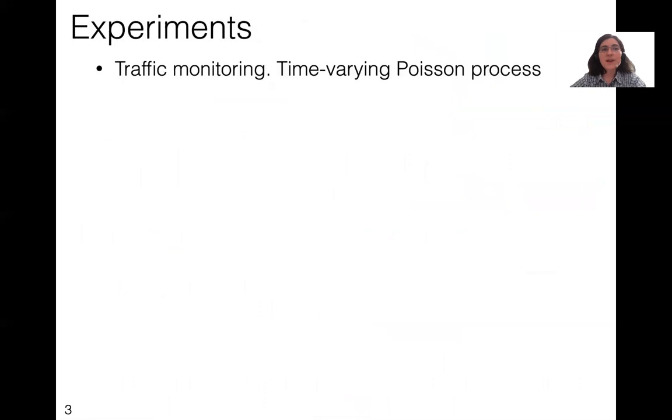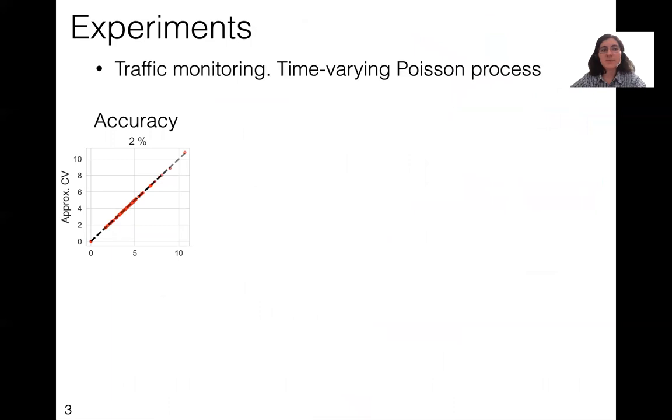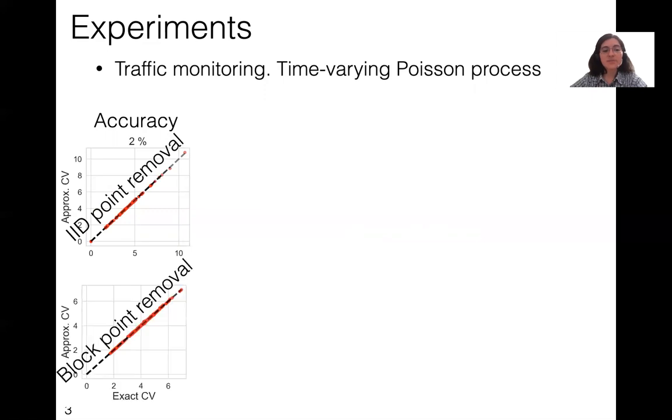So first, let's look at a traffic monitoring and event detection task. Here data was collected on a freeway in LA, and we consider a time-varying Poisson process model. In each of our accuracy plots, we're going to consider CV folds, cross-validation folds, removing some percent of the data. Here it's 2%. Each fold removes 2% of the data. Each point can be removed uniformly at random, or the points can be removed in contiguous chunks. So we're going to consider both cases. Here we have the IID point removal, and here we have the block or contiguous chunk removal.